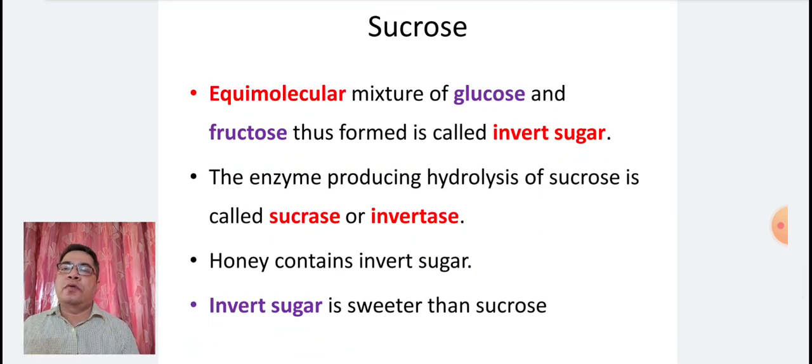Equimolar mixture of glucose and fructose thus formed is called invert sugar. The enzyme producing hydrolysis of sucrose is called sucrase or invertase. Honey contains invert sugar. Invert sugar is sweeter than sucrose.